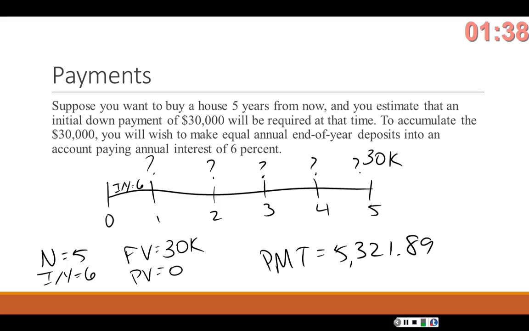So how did I know that we were solving for payment here? Remember, we use the payment button whenever it's equal recurring cash flows. So these cash flows occur at equal points in time over a specific period of time. And the cash flows are going to be equal. We want to make equal annual end-of-year deposits. So I know that we want to solve for payment.